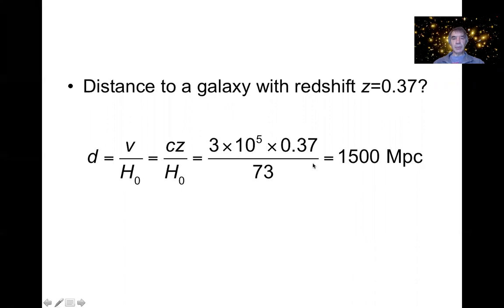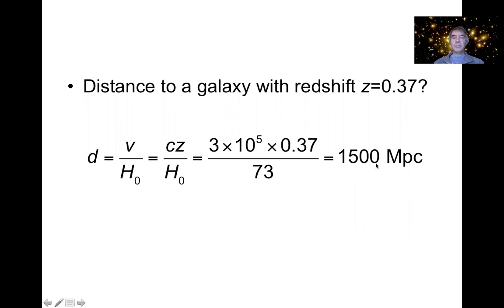And as I mentioned before, keeping things in the units the Hubble constant is normally in is a good idea here. So I've put the speed of light in kilometers per second: instead of 3 × 10⁸ meters per second, I've got 3 × 10⁵ kilometers per second, multiplied by the 0.37 for z. Then if you divide by H0 in its astronomical units, 73 kilometers per second per megaparsec, the distance comes out directly in megaparsecs. And you see we now get up to 1500 megaparsecs.